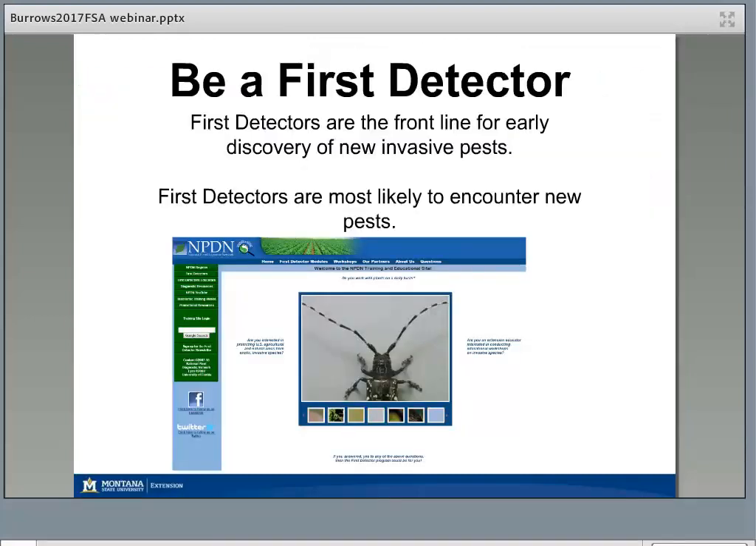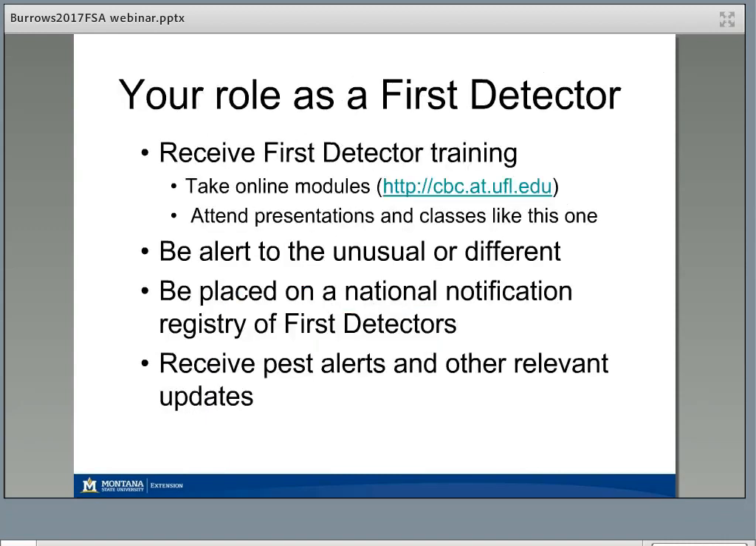Part of that National Plant Diagnostic Network is an opportunity online to become a first detector if you're concerned, especially about invasive species. First detectors are the people on the front line, on the ground, that first notice that odd thing. So if you're in the field and you notice an insect like a metallic beetle you think might be an emerald ash borer, you could collect that and send it to us for accurate identification.